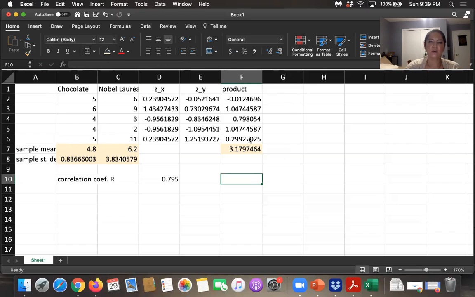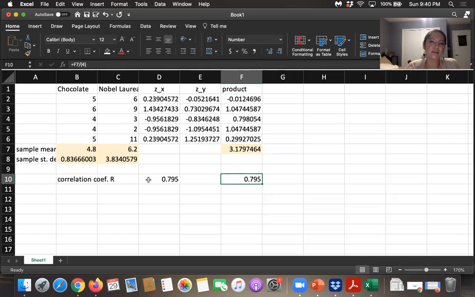And then my correlation coefficient, R, was equal to this using the built-in Pearson function. Without using the built-in Pearson function, I want to type equals. I want to take that product, and I want to divide by the sample size minus 1. There are 5 ordered pairs, so the sample size minus 1 is 4. And I have 0.795 when I round to 3 decimal places as well. So that's using formula 10.2.